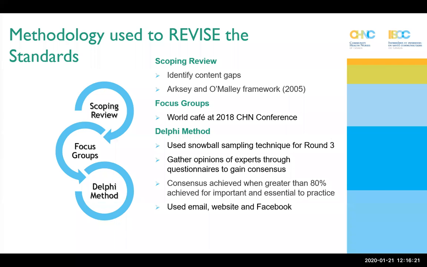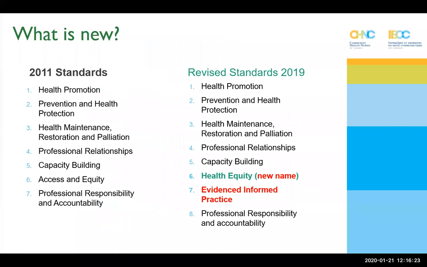So now let's look at what's new in these standards. The final 2019 Community Health Nurse Standards consists of 8 domains and 81 standard statements. The new standard, practice is evidence-informed, and this includes 7 new standard statements, as well as 1 including evidence-informed practice, such as knowledge translation and critical appraisal.